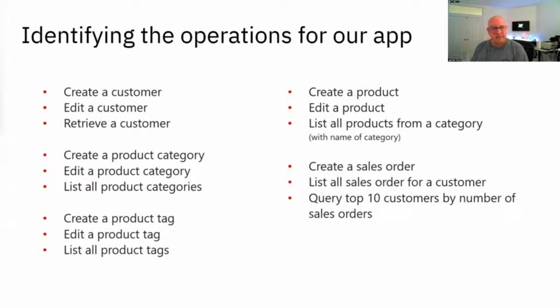We also want to create a sales order, of course, for an e-commerce application. We want to list all sales for a customer. That's an important operation. If I'm a customer and I log into my e-commerce app, I want to be able to go and see my past orders. And then I've got another one in here that's a little different. I want to query my top 10 customers by the number of sales orders. Let's just say I've got a frequent flyer type of thing, or my top customers, and I want to send them a little gift or a gift card or something like that. How do I figure out who my top 10 customers are so I can send them their little gift?